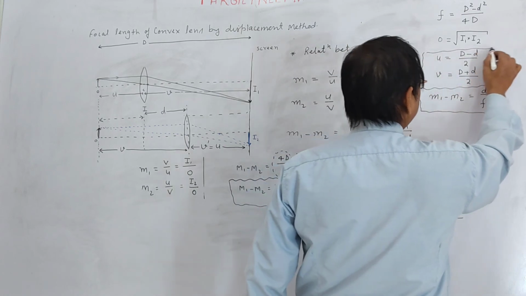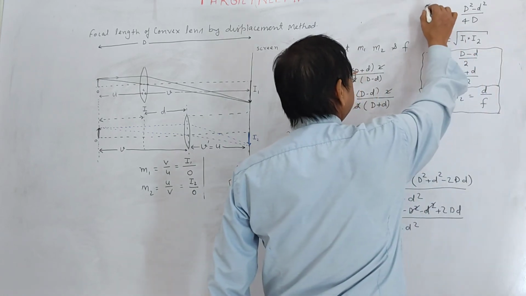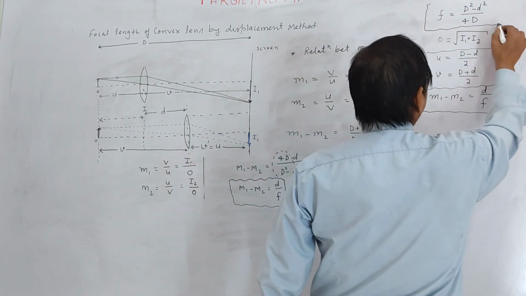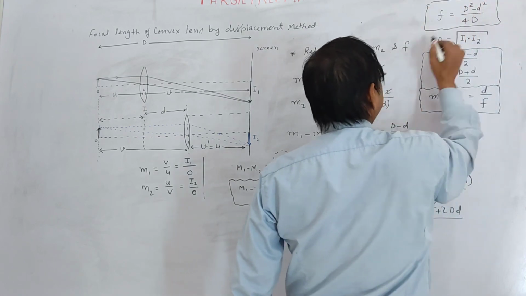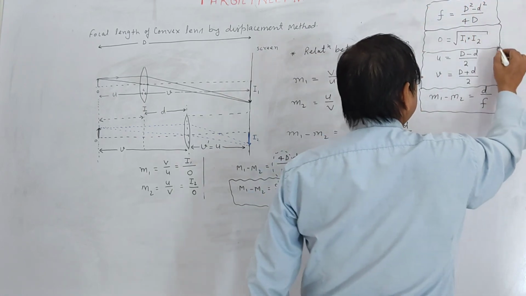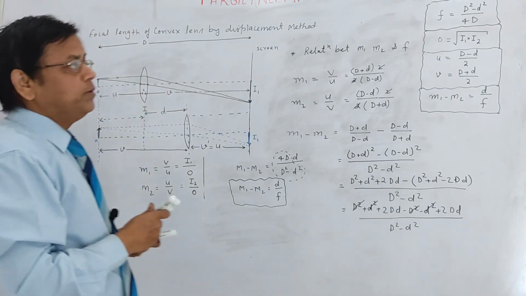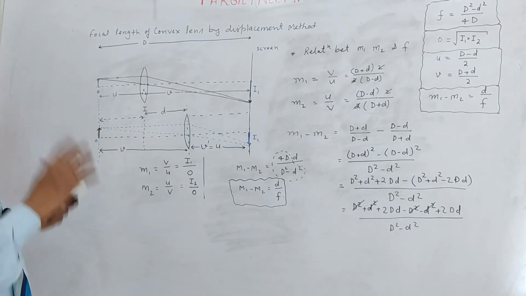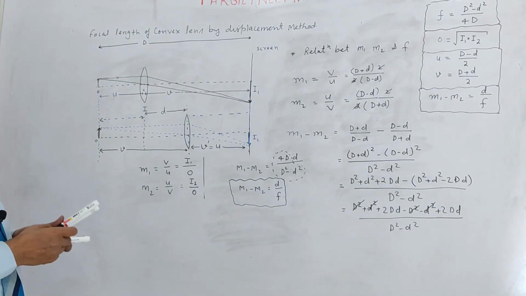So these are the important relations you should remember. These are related with the displacement method, focal length of convex lens by displacement method. So these are the four expressions, important expressions that you should remember.